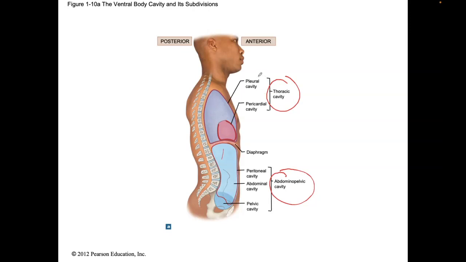So within the thoracic cavity, we have a pleural cavity for the lungs, and then we have a pericardial cavity for the heart. And then we have this muscle here called the diaphragm, and that diaphragm is the muscle that will separate the thoracic cavity from the abdominal pelvic cavity. And within the abdominal pelvic cavity, we're going to focus on the peritoneal cavity. So we'll focus on pleural cavity, pericardial cavity, and the peritoneal cavity.